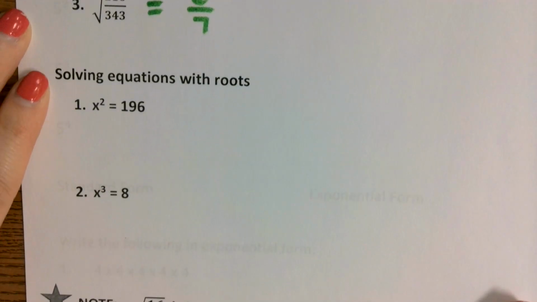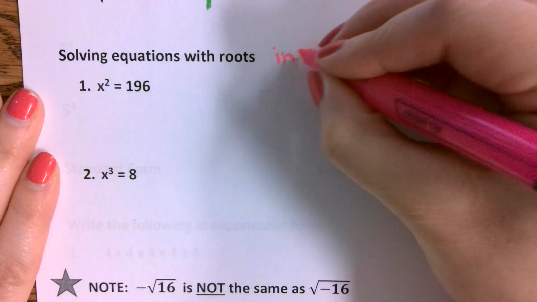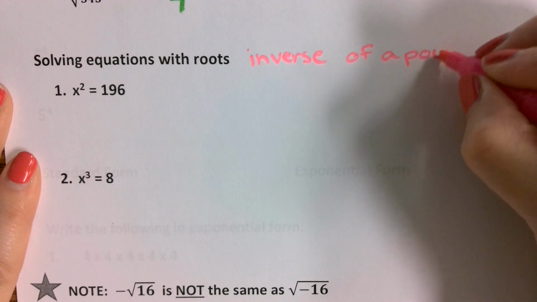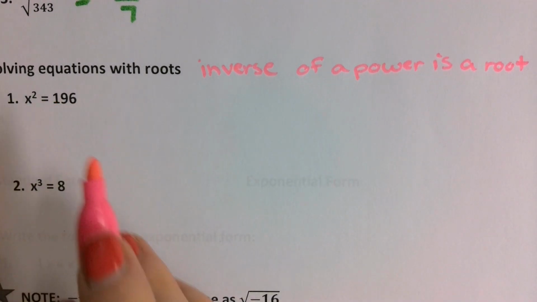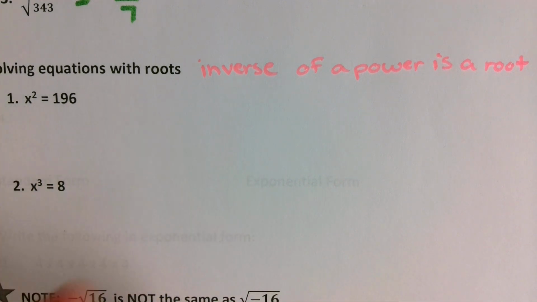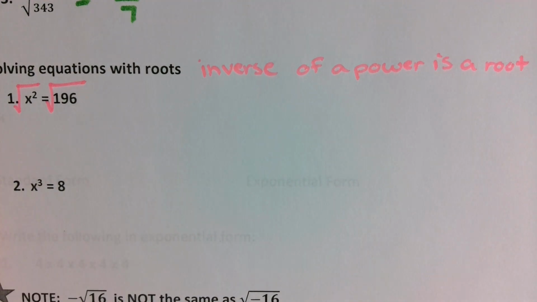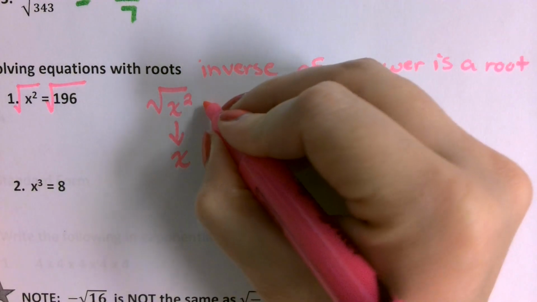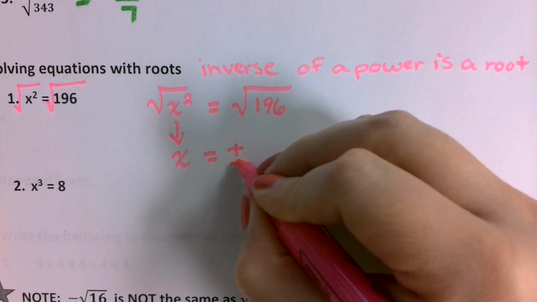Okay? Now, we can also solve equations the same way. One thing you need to make sure you understand is that we solve equations using inverse operations, opposite operations. The inverse of a power or of an exponent is a root. So if my exponent is to the second power, I need to take a second root or a square root. If my exponent is cubed or to the third power, I need to take the cubed root in order to be able to undo it. So I'm going to take the square root of both sides of this equation. When I take the square root of x squared, I just get x. And when I take the square root of 196, I'm going to get either a positive or a negative 14.